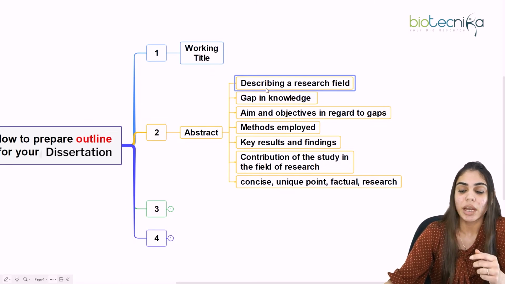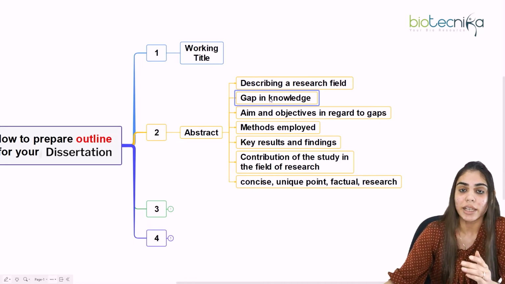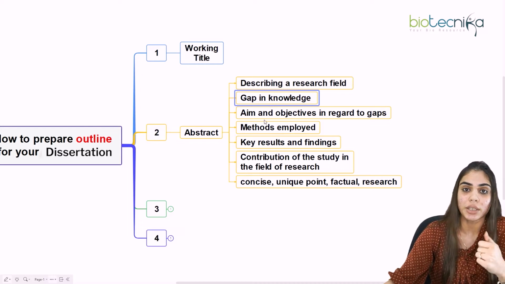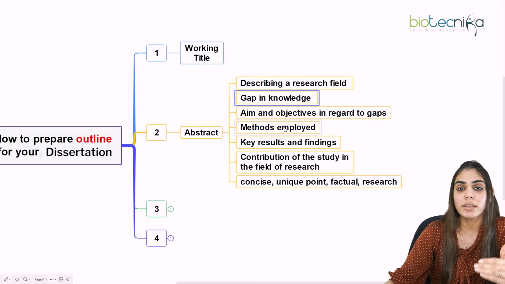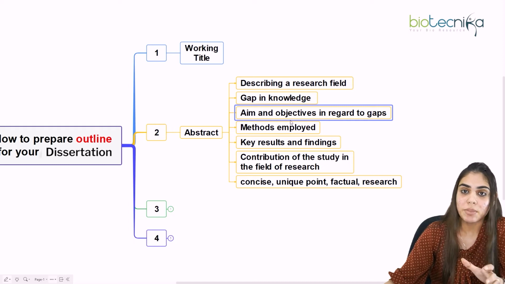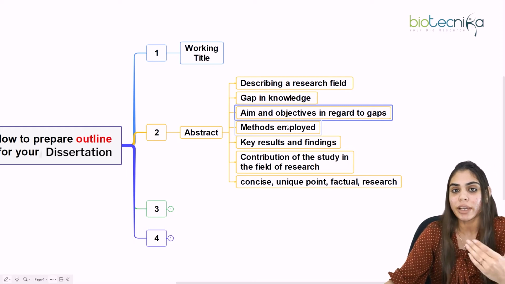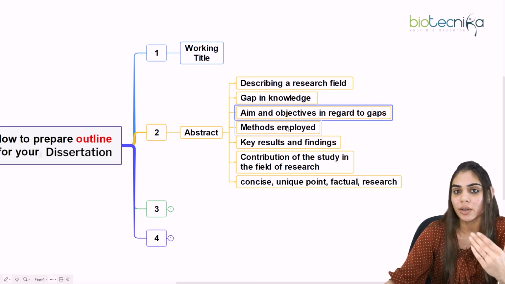You have to describe the research field in which you are working. You have to tell about the gaps that exist in that particular field or project you are working on, and identify and mention that gap: this was not identified previously, now I am going to work on this field. Also, you need to write about aims and objectives. Again, that should not be elaborated. You have to write it in one point and reflect that you are going to work towards these kinds of aims and objectives.